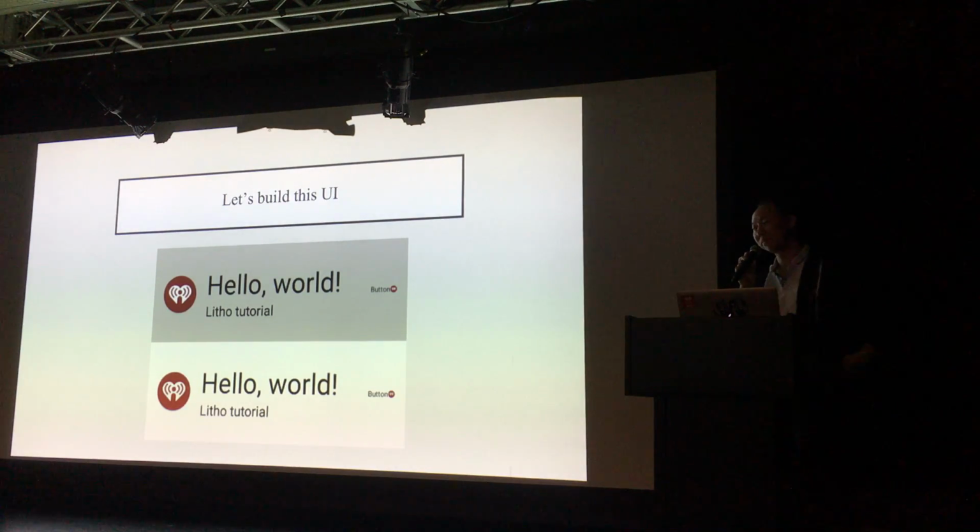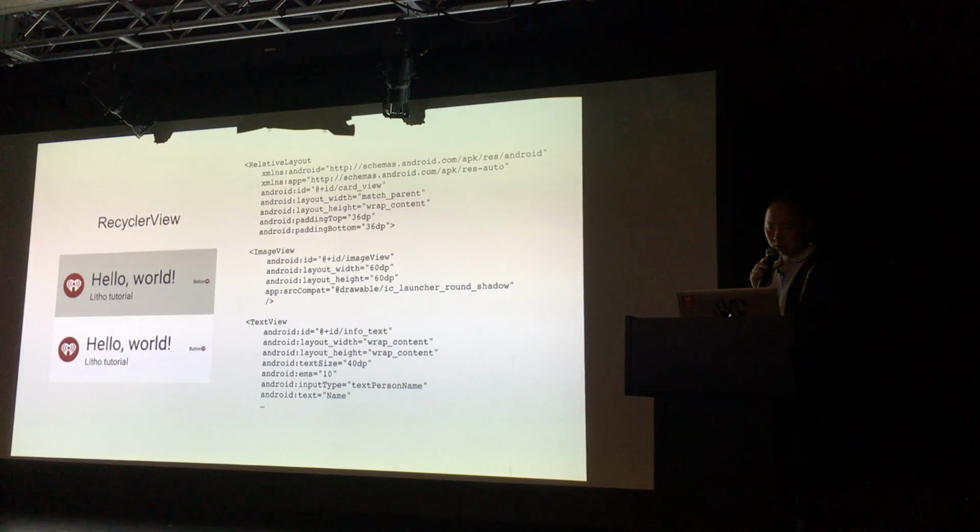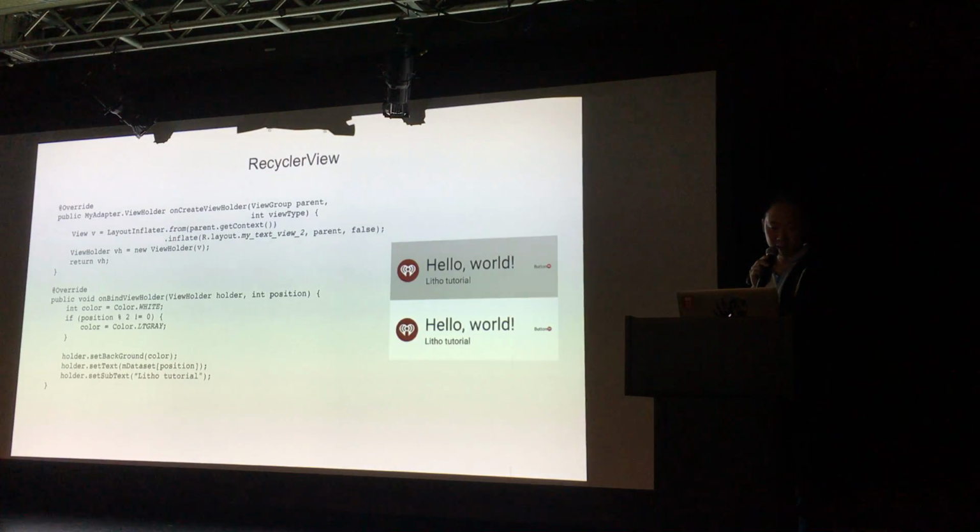So now that we went over Litho's basic component, let's build this simple UI. If we start with the traditional Android way, you start with the relative layout, start building an image view, which is the iHeart logo on the left, and you have a text view, and you will have a text view on the bottom, and you have another image view at the right corner with XML. Then you have to create your RecyclerView adapter and think about how to apply the data to the view that you created.